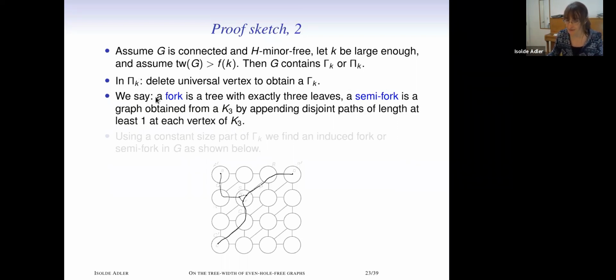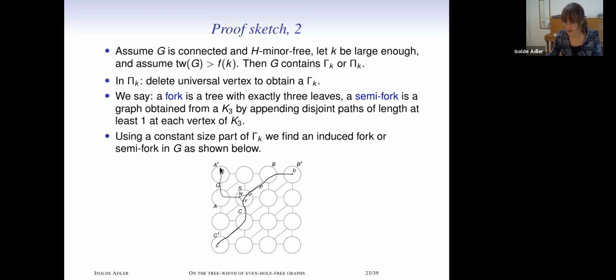Right, and we say that a fork is a tree with exactly 3 leaves, and a semi-fork is a graph obtained from a triangle by appending little disjoint paths of length at least 1 at each vertex of the triangle. So it's basically like a fork, but there's a little triangle in the middle. And what we do is we look at a constant size part of the gamma K. We forget what is going on in the boundary. We just take a constant size part somewhere in the interior, say 4 by 4. It looks like a triangulated grid. And we use this to find either an induced fork or an induced semi-fork in the original graph.